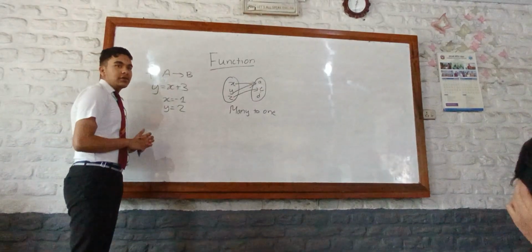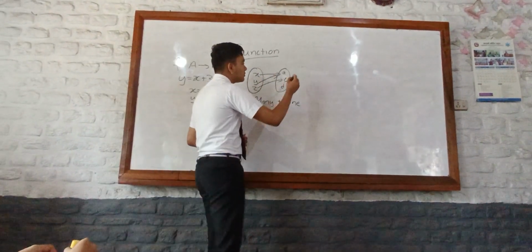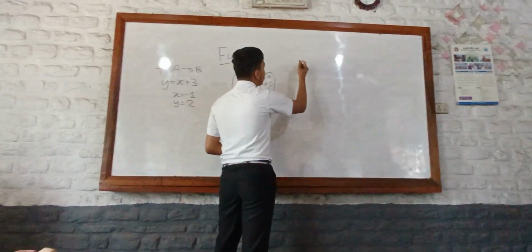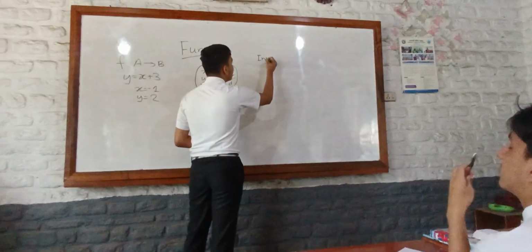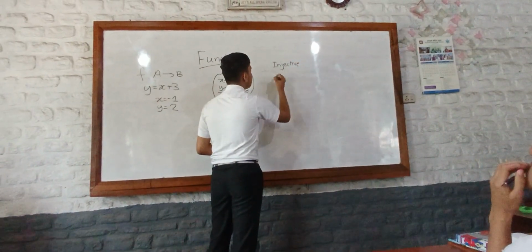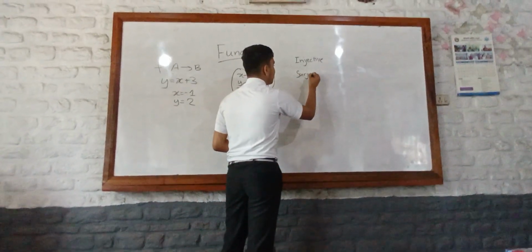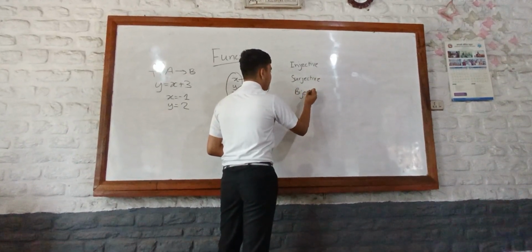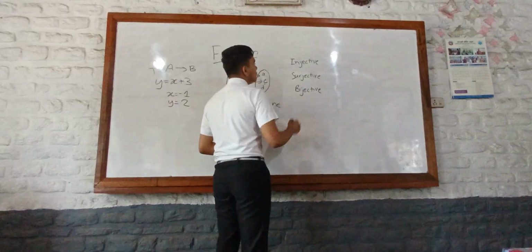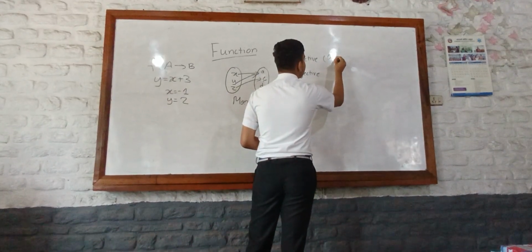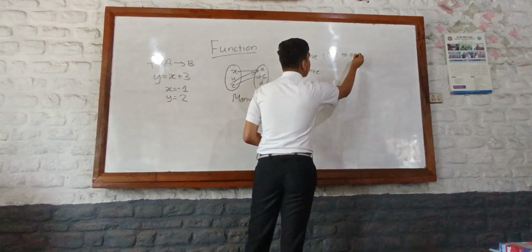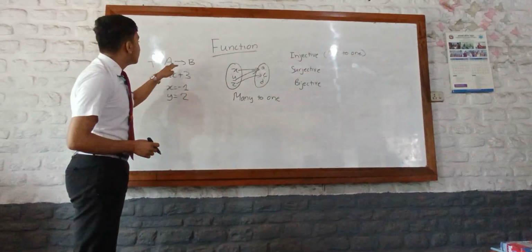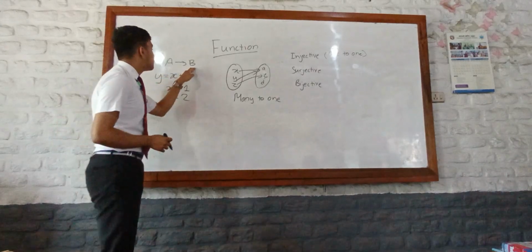And there are three types of function based on mapping diagram. They can be injective, surjective, and then bijective. Injective function, also known as one-to-one function, is where distinct elements of set A are associated with distinct elements of set B.